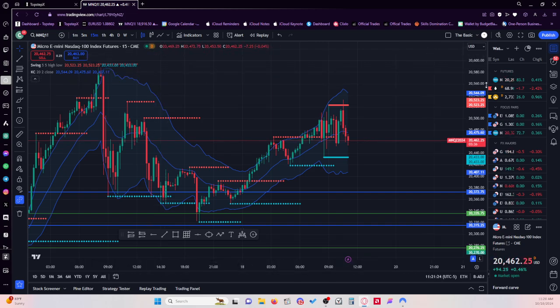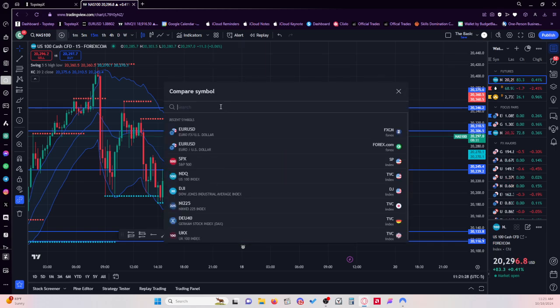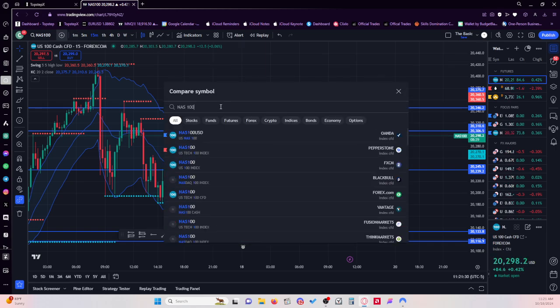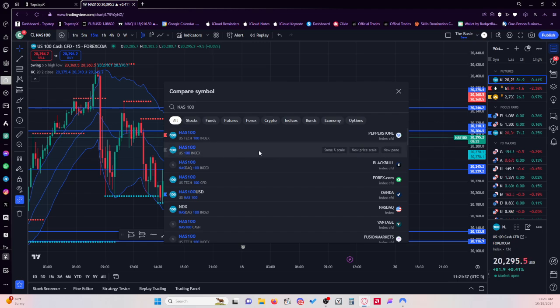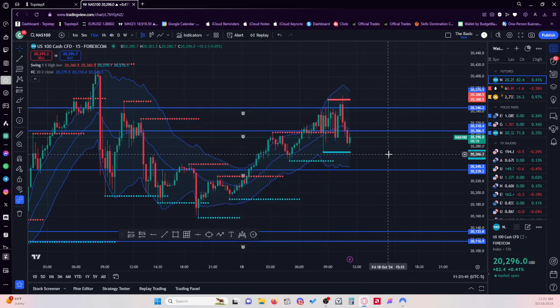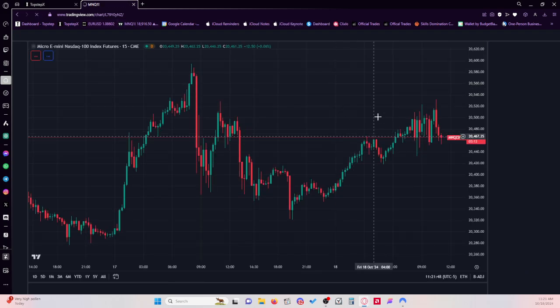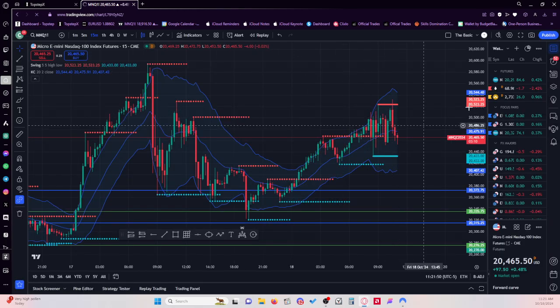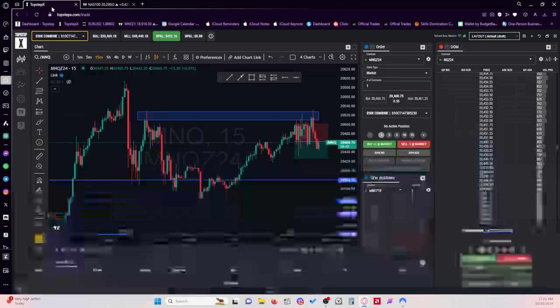So delete this and just go to Forex and type in NAS 100. Actually, you don't even have to do that. You could go right here, NAS 100, Forex.com, NAS 100. It's way more accurate, and as you can see, if I go back to MNQ, it's still on this red candle, but when I go to NAS 100, it's on this candle. It's on the actual candle.